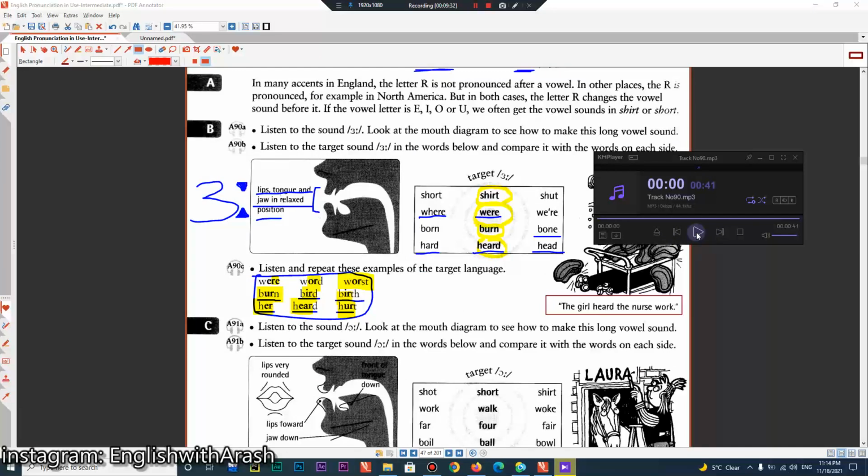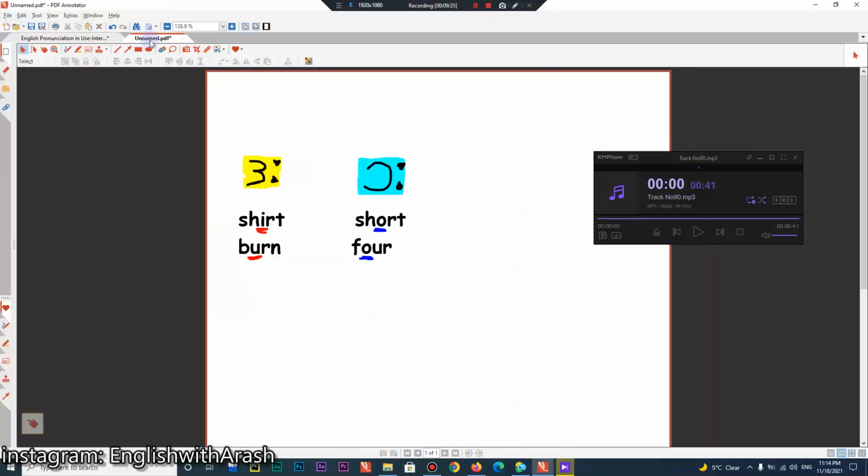So remember, some people say, teacher, it is O. It's not always O. Let me write another word here so you feel it better. This word. Teacher, is it work? No. So what is it? It is exactly like shirt, shirt, burn, work. So remember, it's not like short and for. It is not work, it is work.